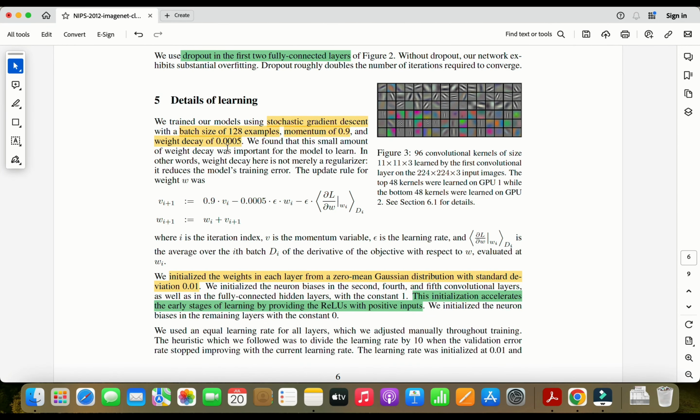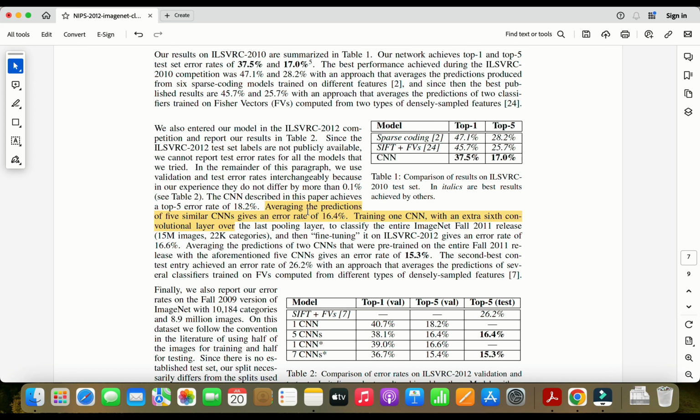You can go through the details, and for biases also they have used some initialization. The result is pretty obvious. This actually won the 2012 competition. This is the result for 2010: other models performed at 28 and 25, and this is 17. In 2012, other models performed at 26.2, and this is 15.3 and 16.4, where they have taken averaging over 5 CNNs and 7 CNNs. This is the result with a single CNN.